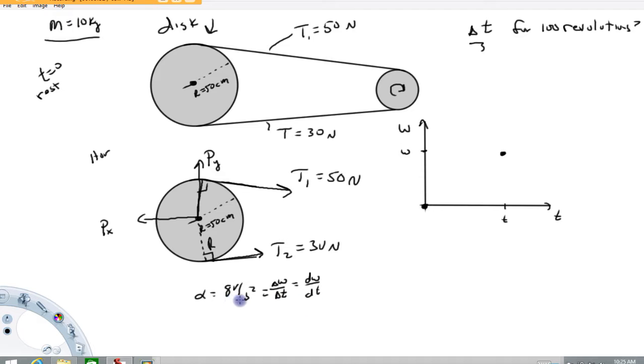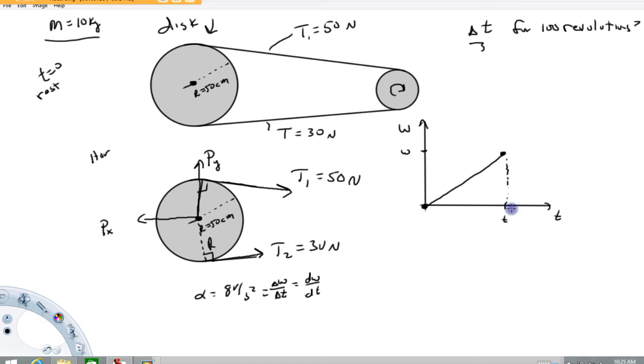So this is the slope of this graph, and what we have found here is that the slope is constant at 8. So it's a linear function because we have constant slope. The slope here is equal to 8. Now there's a couple ways I can handle that.